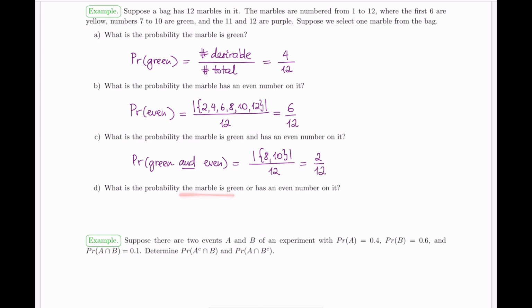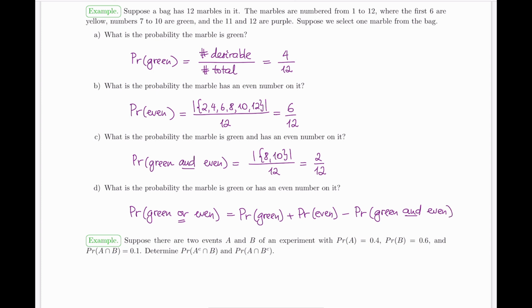What do I have next? What's the probability that the marble is green or has an even number on it? So "or" indicates the union. And this is where I can actually, instead of listing all the possibilities, use the principle of inclusion-exclusion. It's going to tell me that the probability of green or even is the probability that the marble is green plus the probability that the marble has an even number on it minus the probability that it's green and even.